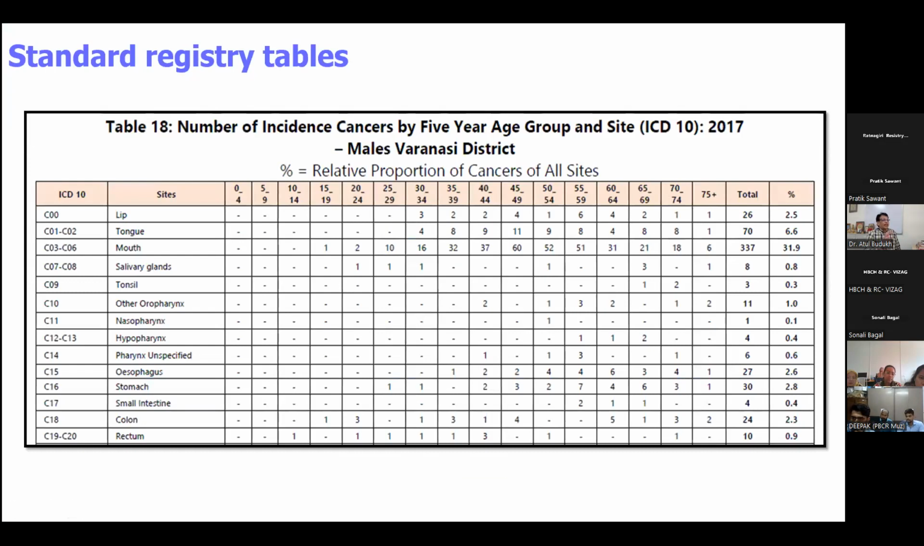So this is the standard registry table. What is required for the standard registry table? The number of incident cancer cases by 5-year age group, with the ICD-10 code. You need a site and age group. So CanReg5 automatically converts your ICD-O-3 into ICD-10. You will get this table in CanReg5 also.